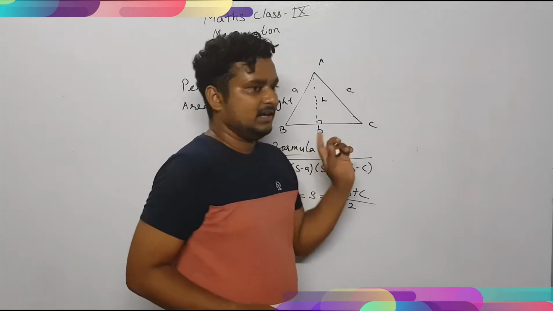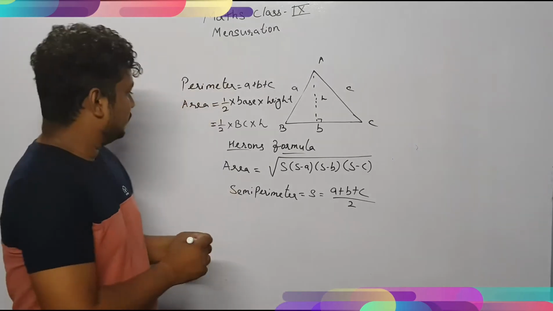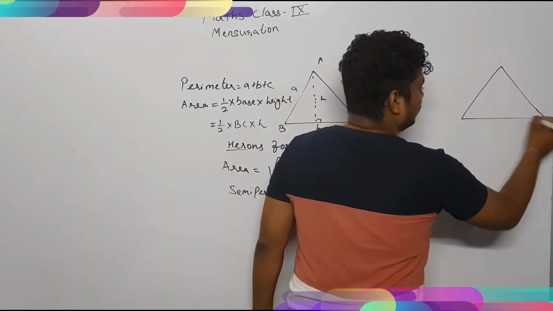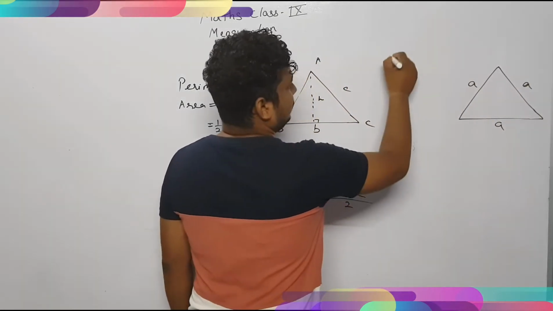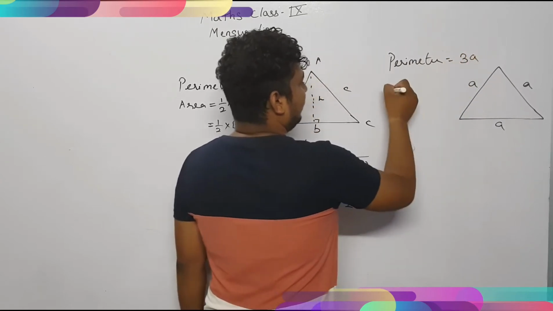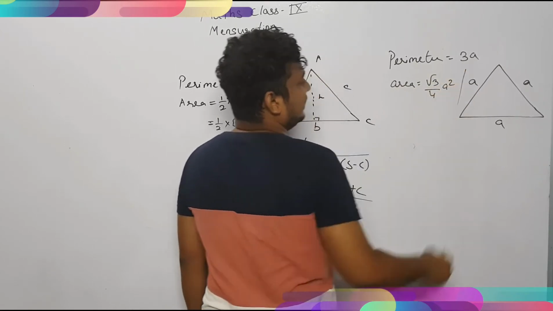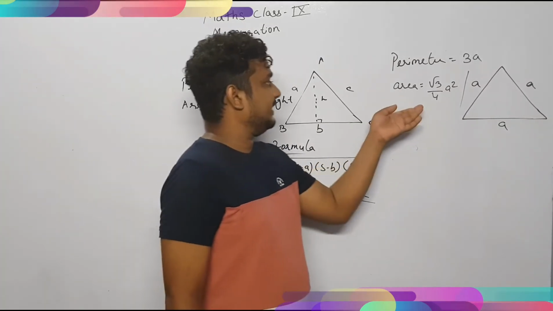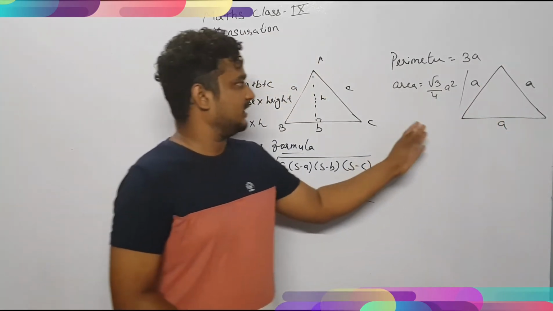Now we are going to deal with another formula of a triangle, when the triangle is an isosceles or equilateral triangle. I am drawing one figure over here. What is an equilateral triangle? You all know that all the sides will be a. So the perimeter will be 3a, and the area will be root 3 by 4 a square. This is the formula for the area of an equilateral triangle. Why equilateral? All the sides are of the same length.